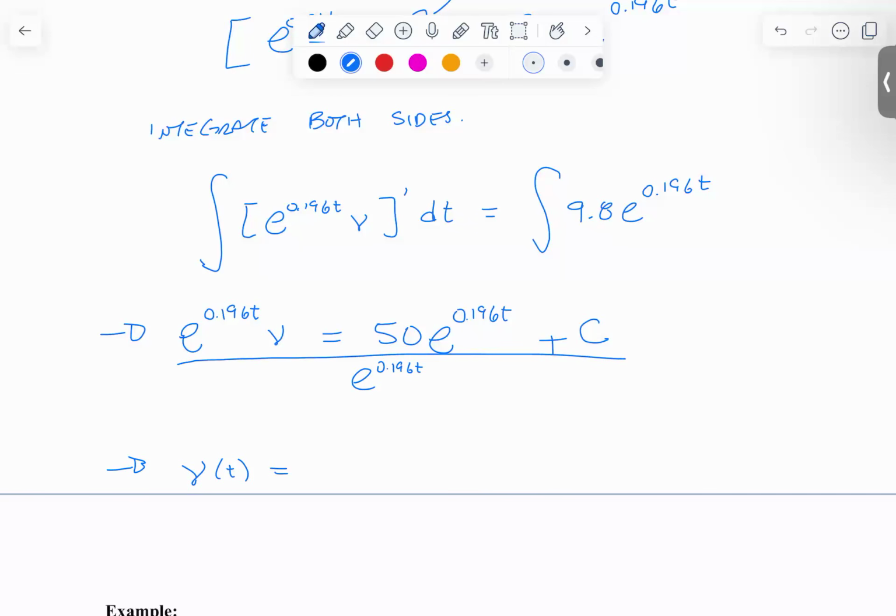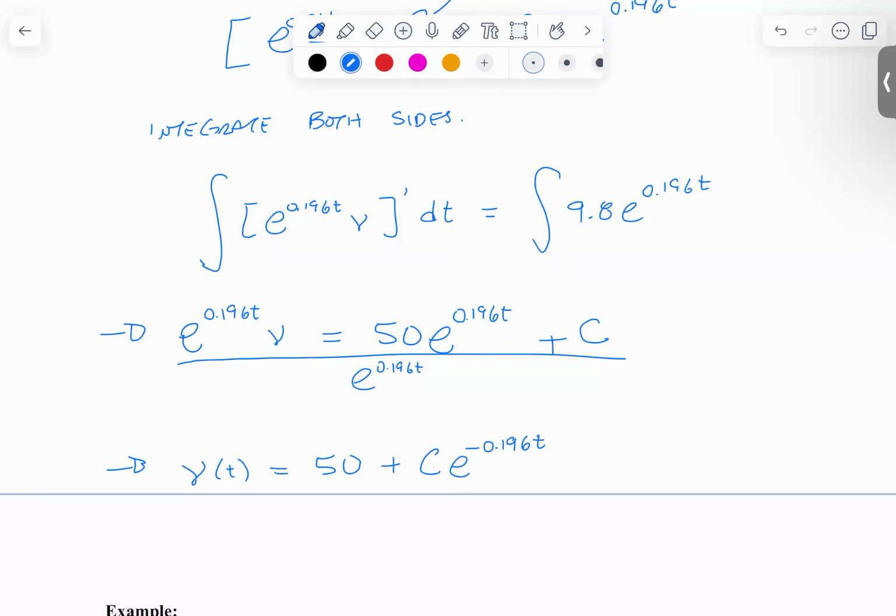Now, here's the big part, and this was in the proof as well. Remember that whole thing was divided by the integrating factor in the solution? So for the first equation, 50 e to the 0.196t divided by that is just 50. But that c actually needs to be adjusted. That becomes c divided by e to the 0.196t, AKA C e to the negative 0.196t.